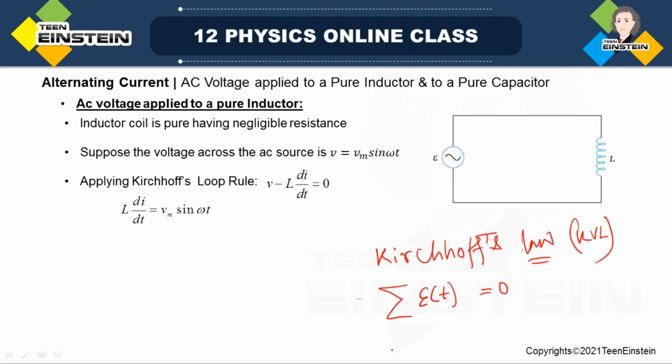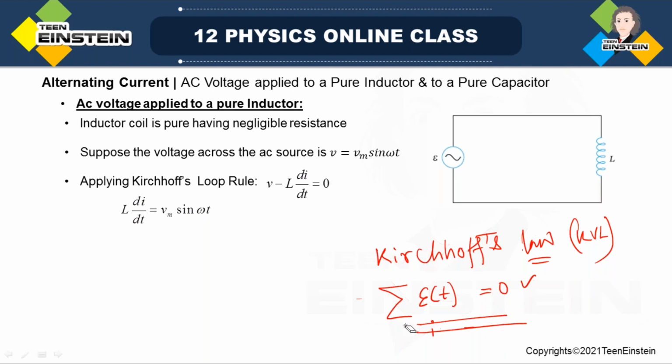Okay, or in other words you can write, summation over IR, if it is a linear circuit, is equal to the EMF of the battery. Obviously the EMF of the battery you have to take according to the sign. In this case it is not a DC circuit, neither a linear circuit, so it is not valid. So we'll just go with this one.